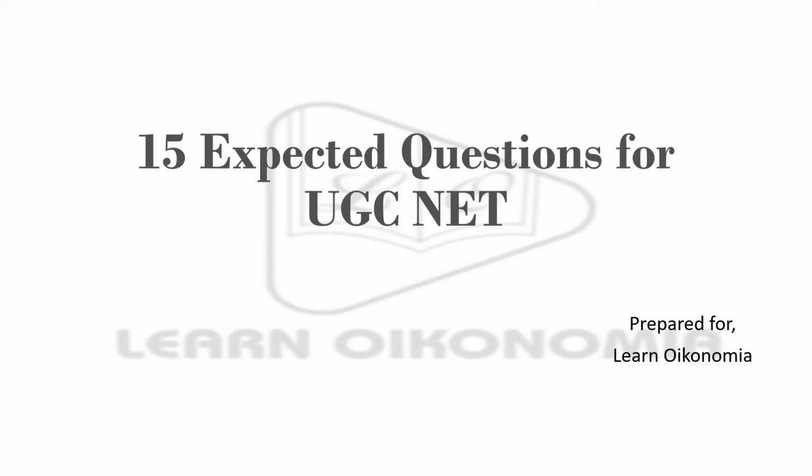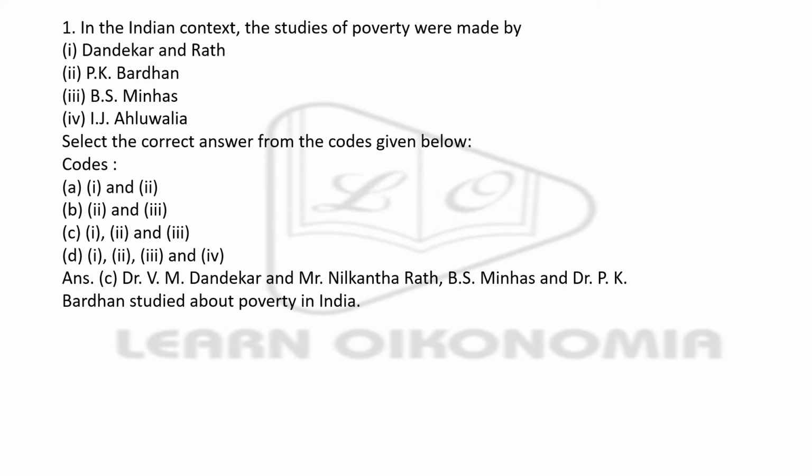In this video as well, we are explaining 15 important expected questions for UGC NET. So, in the first question, it is asked: Indian quantitative studies of poverty are made by which all persons? The first option is Dandekar and Rath. In the second option, you have P.K. Bardhan. In the third option, you have B.S. Minhas. And in the fourth option, you have I.H. Ahluwalia.